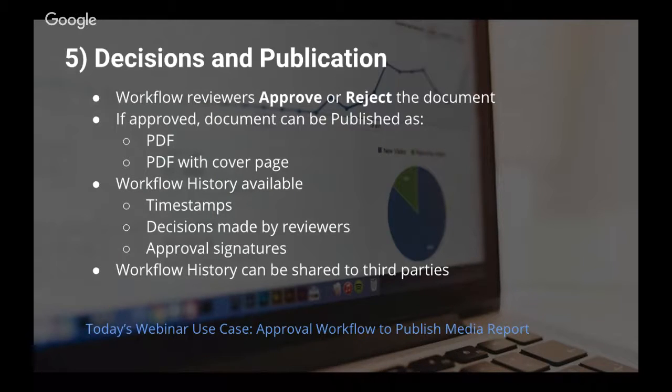Workflow reviewers either have the authority to approve or reject the file. If the document is not ready for publication and needs more team collaboration and improvement, the rejection decision is necessary. When a document is approved by reviewers, the document moves into finalization and can be published as a PDF.